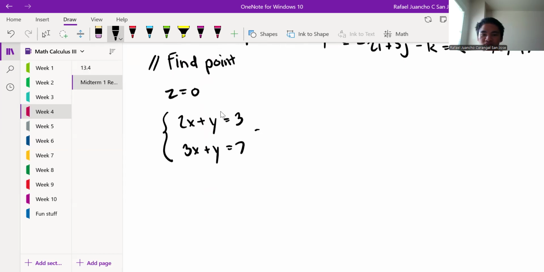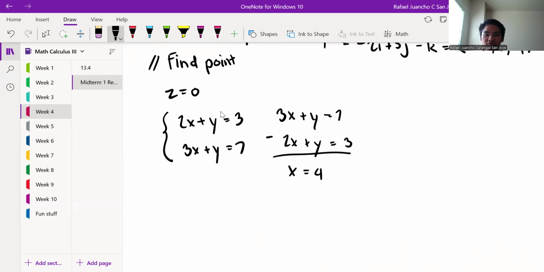So I say, okay, this is y equals, or honestly, I could subtract these two. Let me do that because that's quicker. Let me actually do that. So I have 3x plus y equals 7. I subtract this one, equals 3. I get x equals 4, right? Then from there, I plug in my 4. I get a y value.